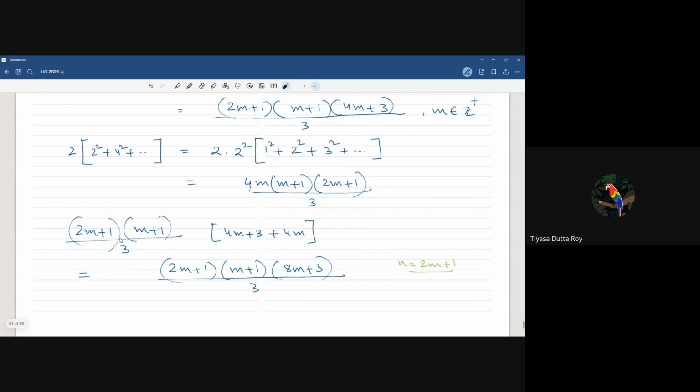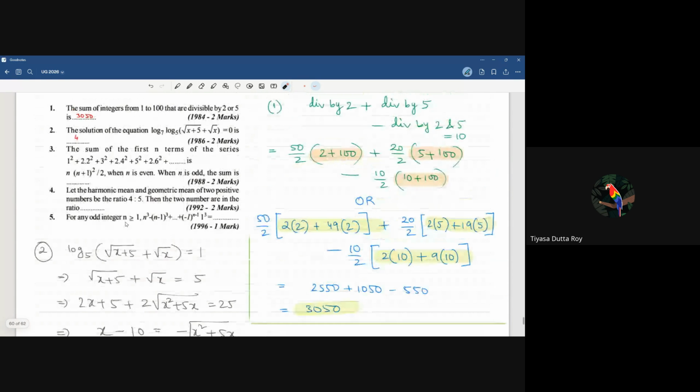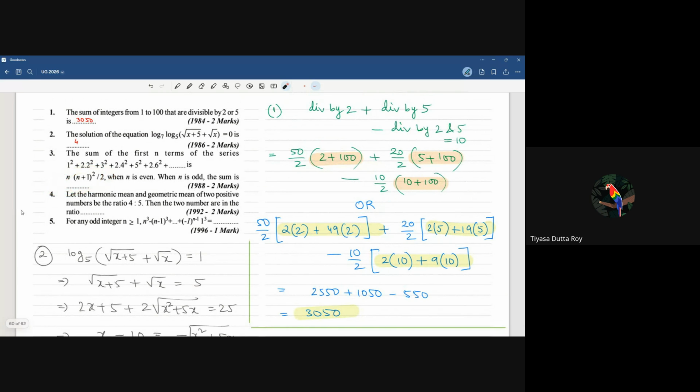They gave us the sum of numbers if n is even. So I took that, and if I take n as odd, then n minus 1 would be even. I put that in the formula they give. Then I added n square to it.